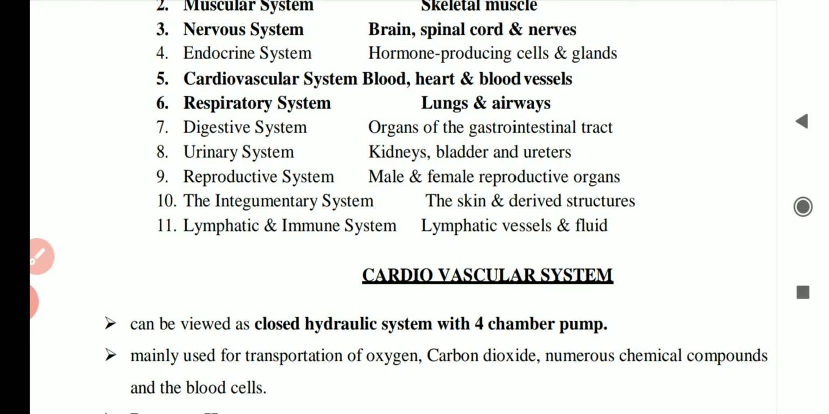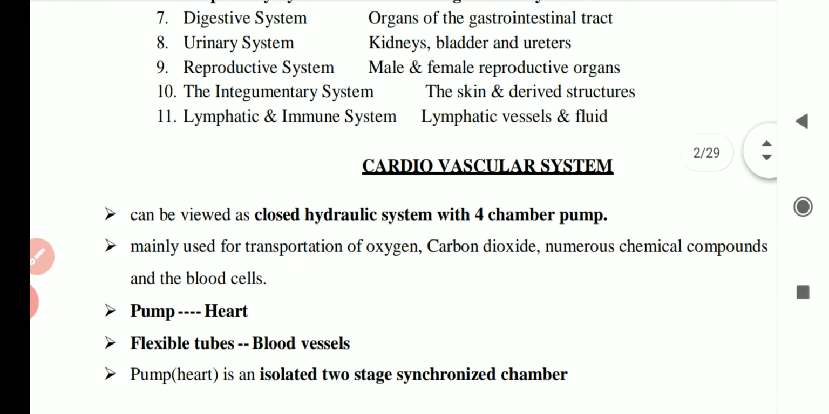cardiovascular system. You already know cardiovascular is all about the heart. The first point: it can be viewed as a closed hydraulic system with a 4-chamber pump. Hydraulic means relating to a liquid moving in a confined space under pressure. The liquid, that is the blood, is moving in a confined space inside our heart. The heart is mainly used for transportation of oxygen, carbon dioxide and numerous chemical compounds through the blood vessels to all of the body. That is, it pumps blood to the body vessels.